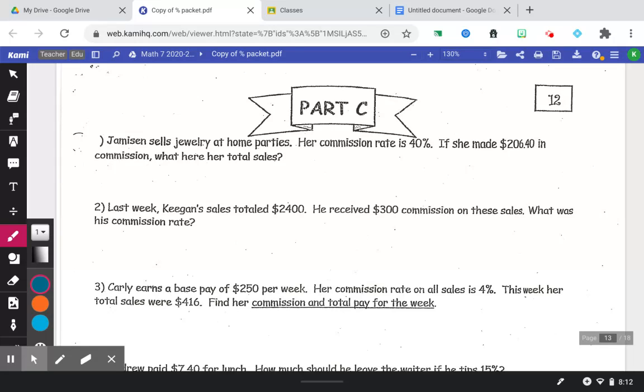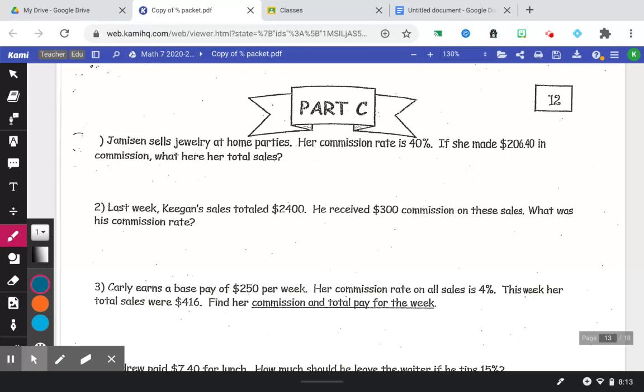Okay, so number one was $516. Number two is 12.5%. Number three is $266.64. Number four is $8.51. Number five is 92%. Number six is 8%. Number seven is 70. Eight is 6%. And nine is $32.49.